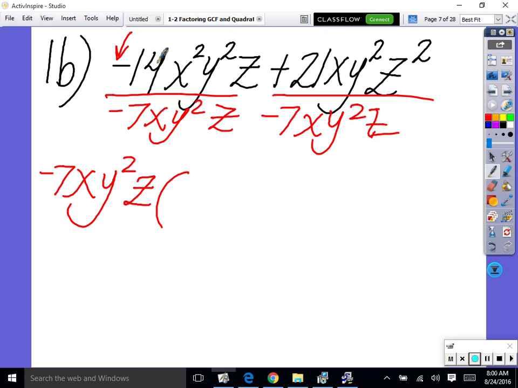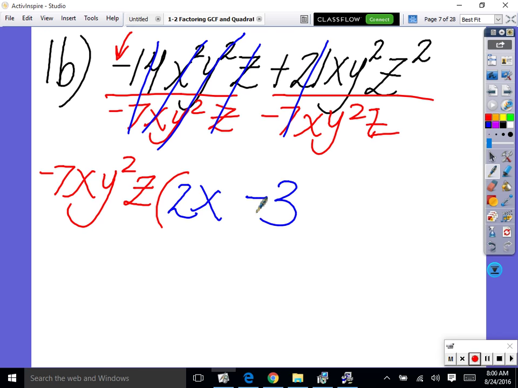Negative 14 divided by negative 7 is 2, yeah? X squared over x is x. Y squared over y squared is 1, z over z is 1. That's left in the first term. Now let's not put plus or minus in yet. 21 divided by negative 7 is 3. Positive or negative? Negative. Negative 3, x over x is 1, y squared over y squared is 1, z squared over z is z.